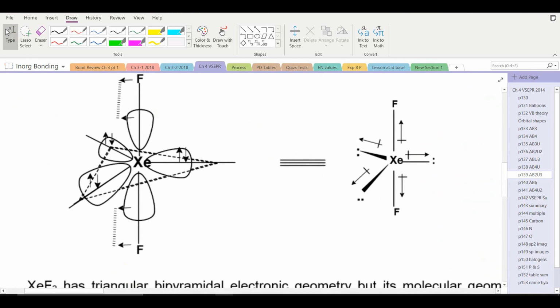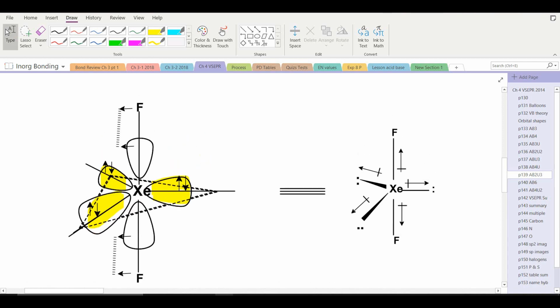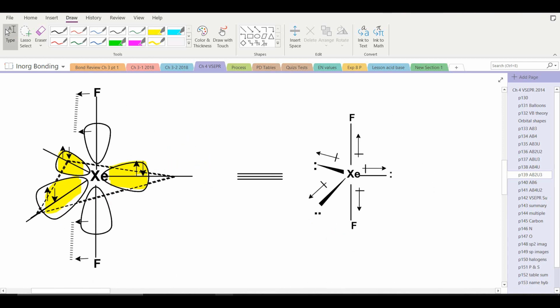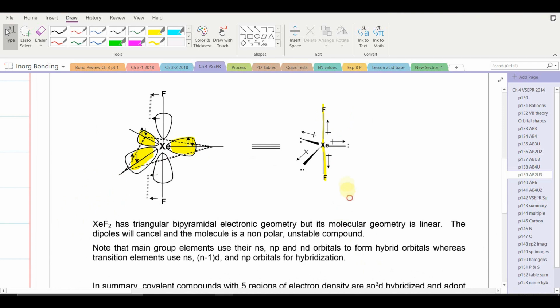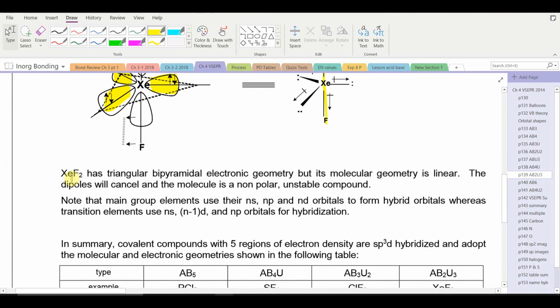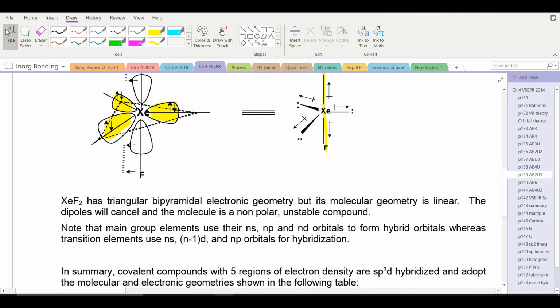Here's the structure. Again, non-bonded pairs of electrons in the equatorial plane, and the fluorines on the axial plane. And so you can see that the molecular geometry is in fact linear. Xenon difluoride has triangular bipyramidal electronic geometry, but its molecular geometry is linear. The dipoles, whatever there is there, we can't tell, they will cancel and the molecule is nonpolar.